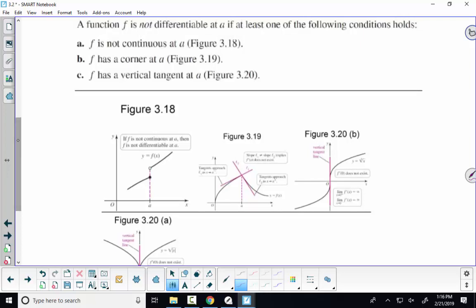An example of that is this first figure. So this value here at A, there's no way to define a slope of a tangent line there because your function doesn't have, well, how should I say this? There's no way to define the slope of a tangent line here in figure 318 because why? Because of continuity. And if we think about continuity, what does that imply about the definition of the derivative?